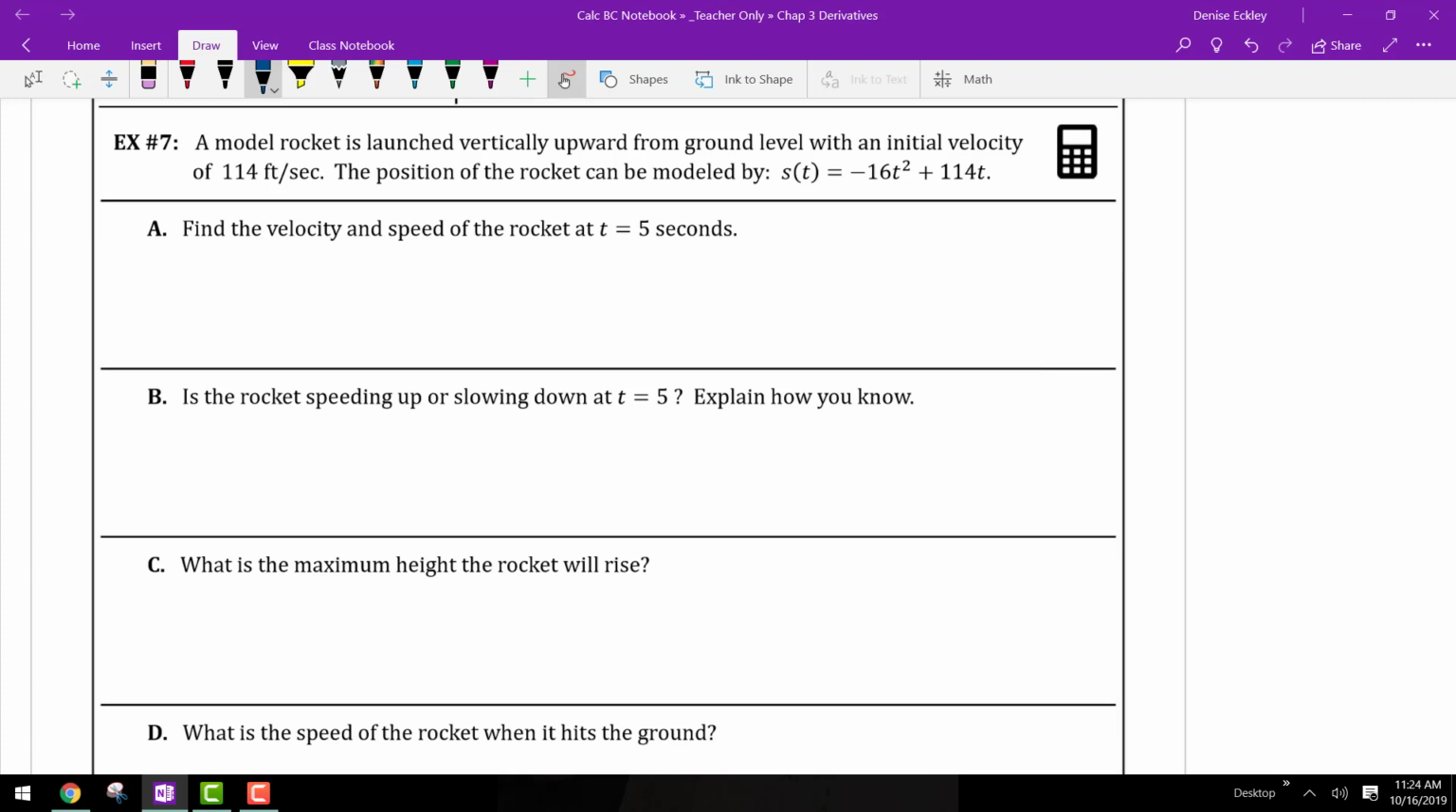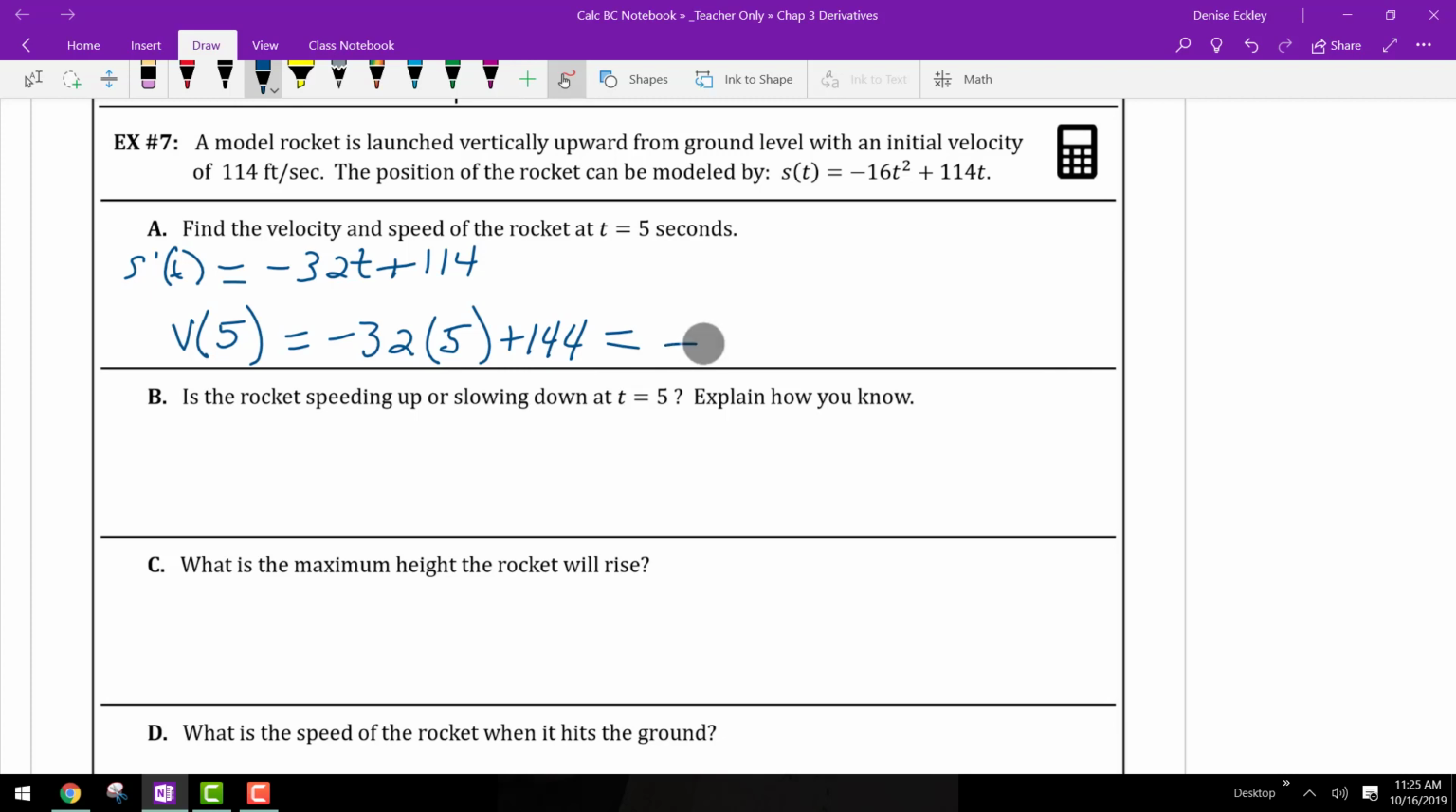So that means that we need the velocity function, which is the derivative of the position function. So if I take the position function's derivative, I get negative 32t plus 114. So now I want to find the velocity at 5 seconds. So I'm going to substitute 5 into the velocity function. And I get negative 46 feet per second. So the velocity is negative 46 feet per second, and the speed is positive 46 feet per second.